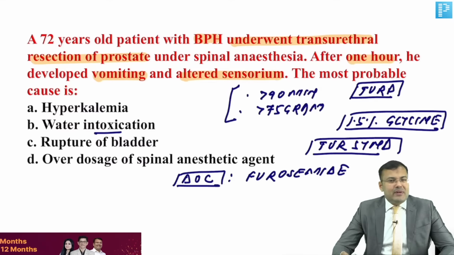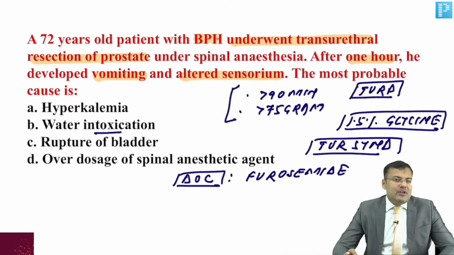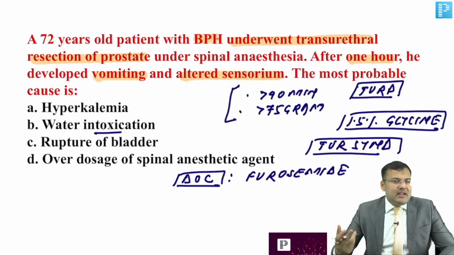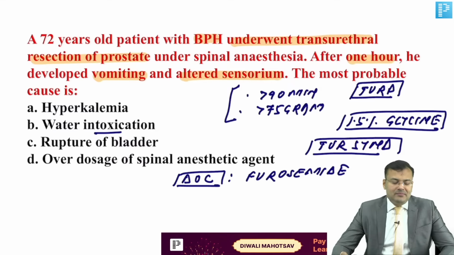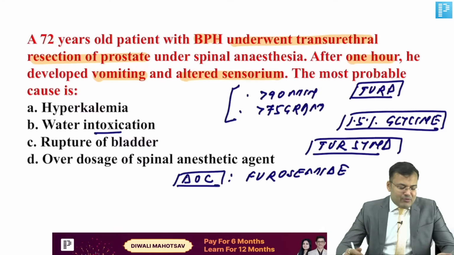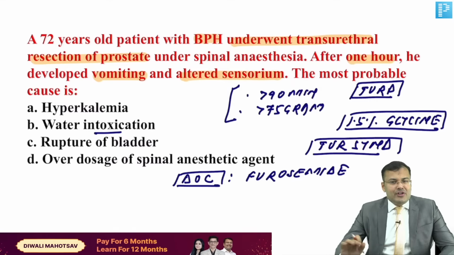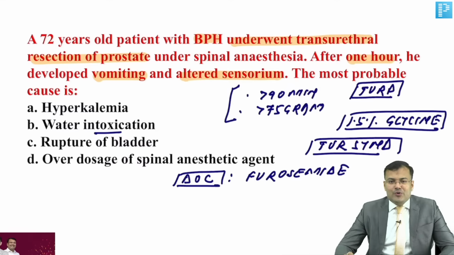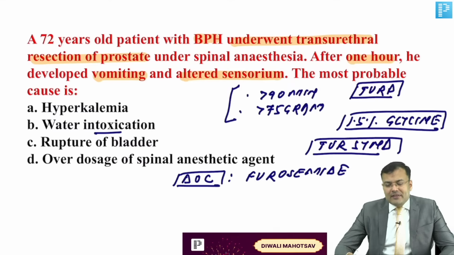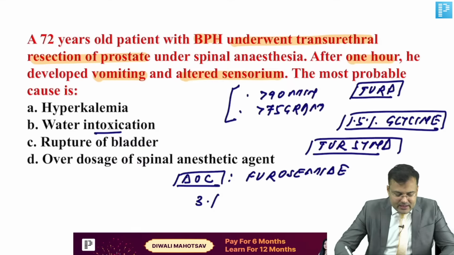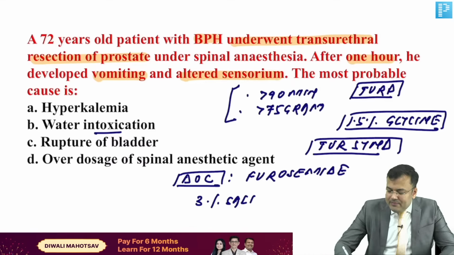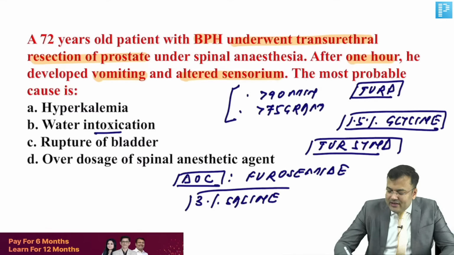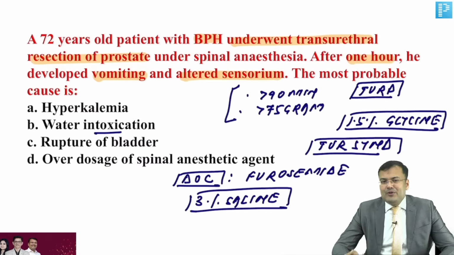Still patient is symptomatic. It means still patient is having hyponatremia, and to correct hyponatremia, can anybody tell me which fluid should be given? Easiest question. Obviously, we give 3% saline, which means we are giving hypertonic saline. Got it?